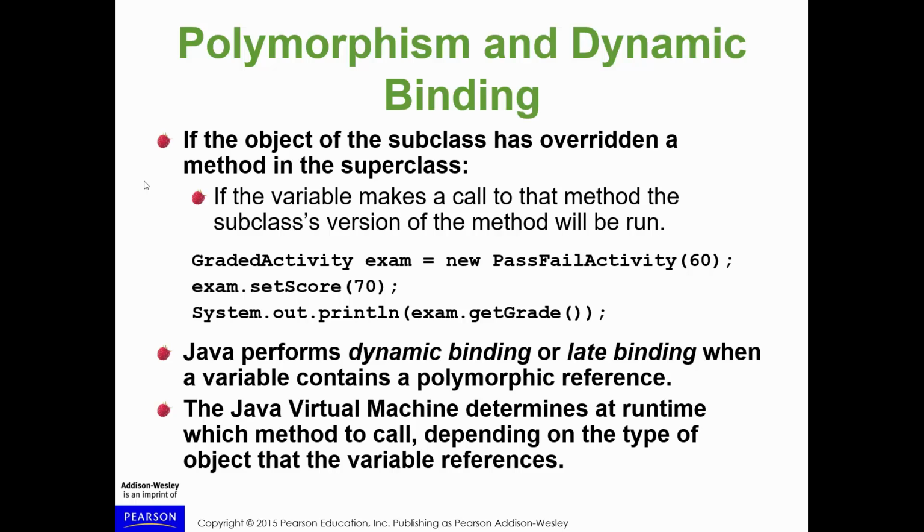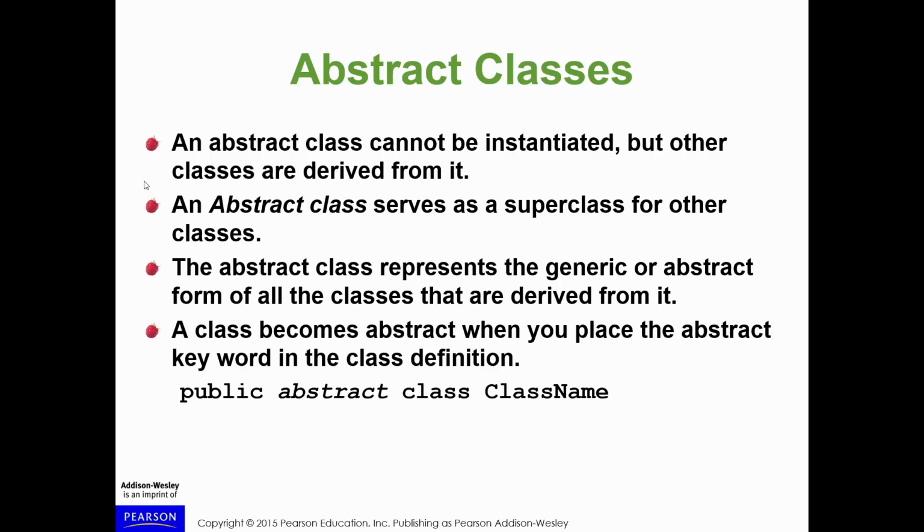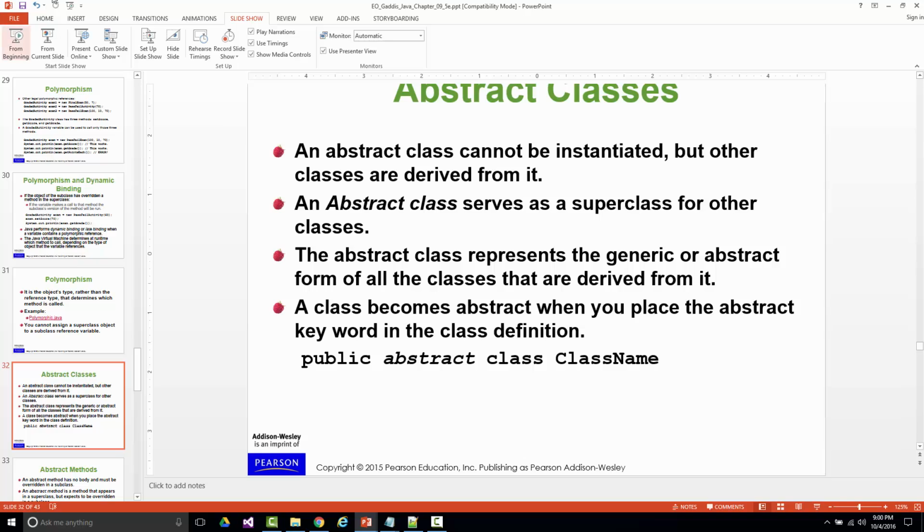Polymorphism and dynamic binding. Remember, we talked about dynamic binding, also referred to as late binding. What that means is at runtime, you make the determination. We also talked about arrays in an earlier chapter and the fact that they're early bound, so it's at compile time when you need to know things. Again, it's the object's type rather than the reference type that determines which method is called, and there are examples in the book. I started to get into this idea of abstract classes with you, so let's take it a little bit further.